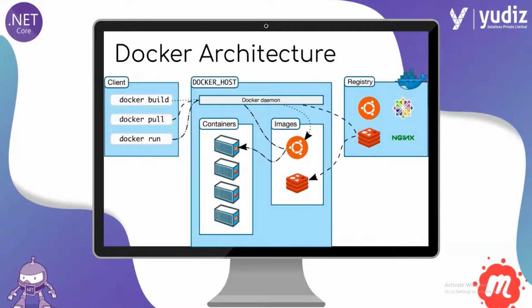Another component is the Docker client. The Docker client is the primary way that many Docker users interact with Docker. When you use commands such as docker run, the client sends this command to the Docker daemon, which carries them out. The Docker command uses the Docker API. The Docker client can communicate with more than one daemon.